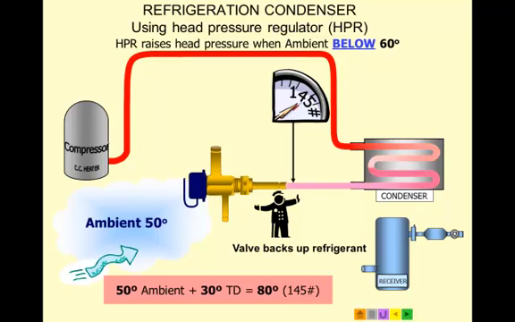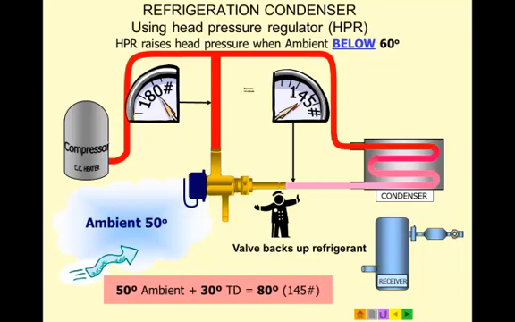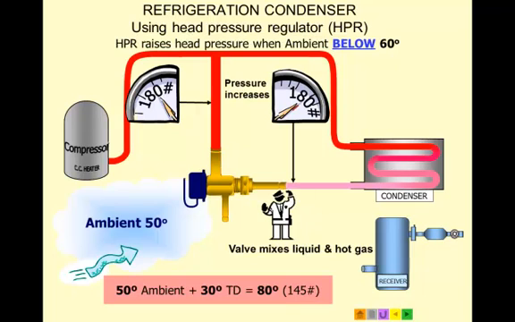And when we back it up, notice that the condensing process can occur properly and the pressure will rise because we backed up the refrigerant into the condenser and the pressure goes up to 180 pounds as shown here. See, even though we have a low ambient of 50 degrees, we can raise the pressure to 180 pounds by not allowing the refrigerant to come out of the condenser, or at least not as much. Now the valve is going to mix the liquid coming out of the condenser with the hot gas coming from the discharge line.